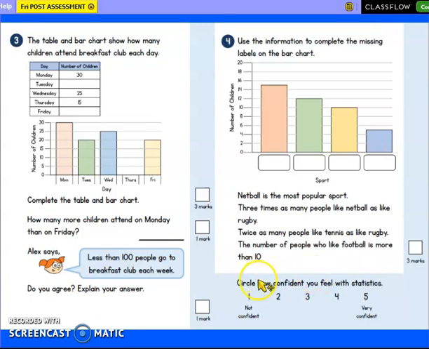Let's see how you did by showing me how confident you feel with your work on statistics. Number 1 being not very confident, and number 5 showing I'm very confident. Circle the one to show how you feel, and that's your learning finished for today.